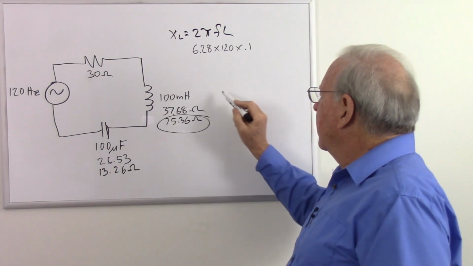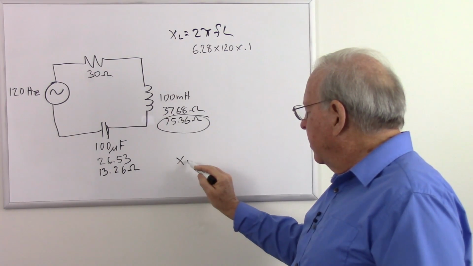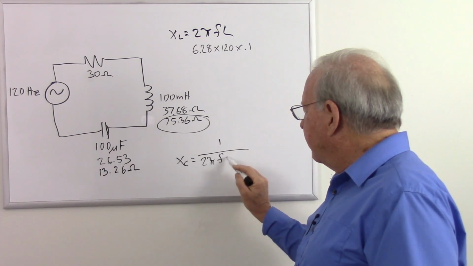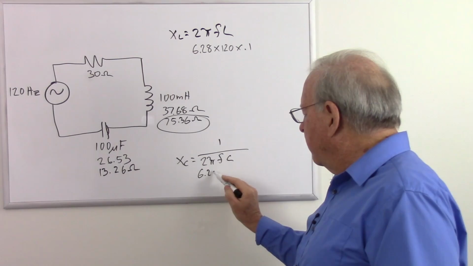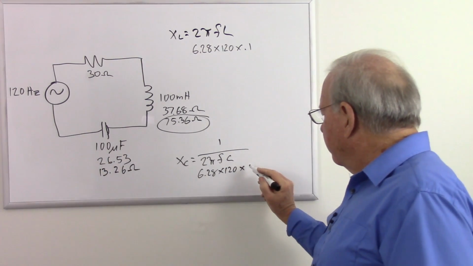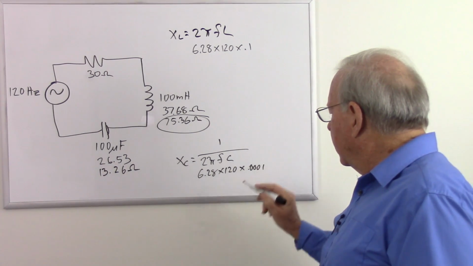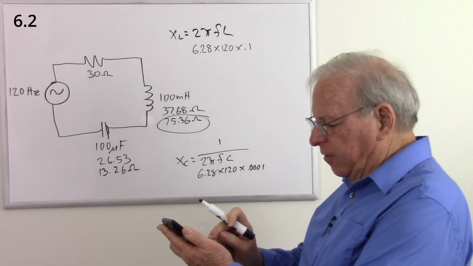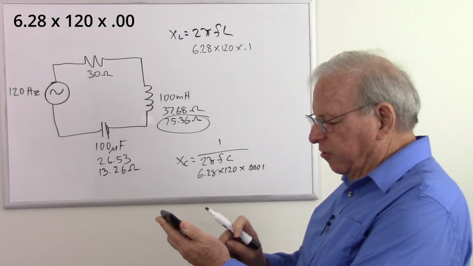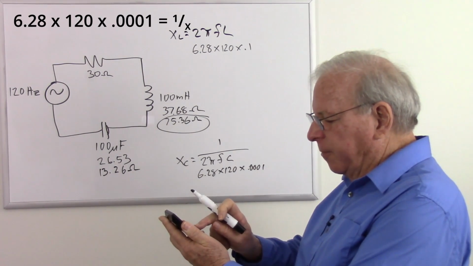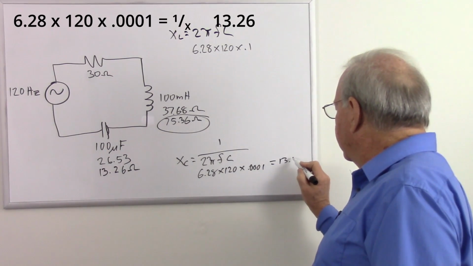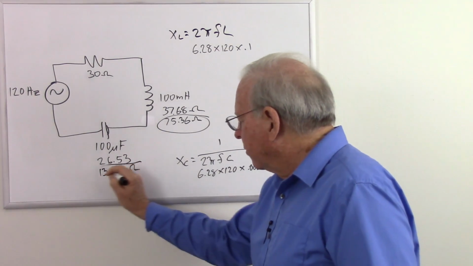Now let's do the capacitive reactance. That's going to be capacitive reactance, let's write it here, is equal to 1 over 2 pi FC. So that's going to be 6.28 times 120 times 0.0001. And then take the reciprocal of that, so 6.28 times 120 times 0.0001 equals, now I take the reciprocal, and I get 13.26, which I'll circle right there.